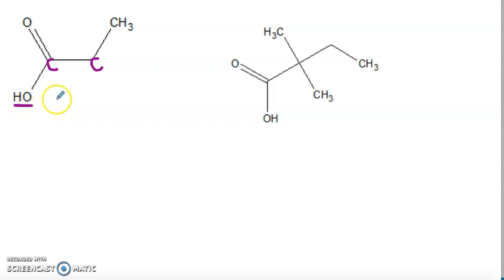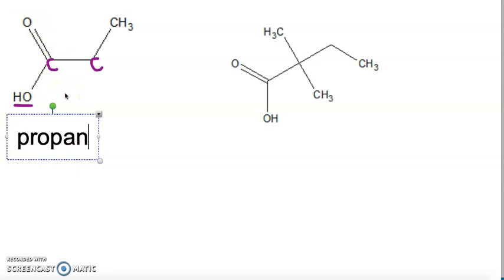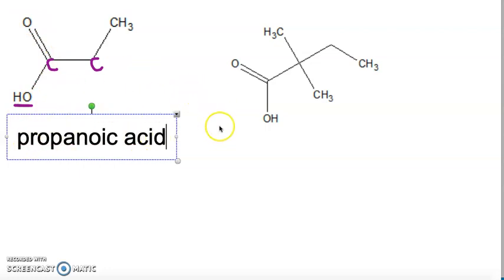So prefix-wise, this has no prefix, because there's nothing attached here and there's no random things attached here, right? We just have a regular alkane chain here. So when we go to name this, we have 1, 2, 3 carbons, hence the prop, right? Prop is for 3. Then because this is a carboxylic acid, and I know it's a carboxylic acid because of the double bond O bond OH, it's an oic, then space acid. So propanoic acid.